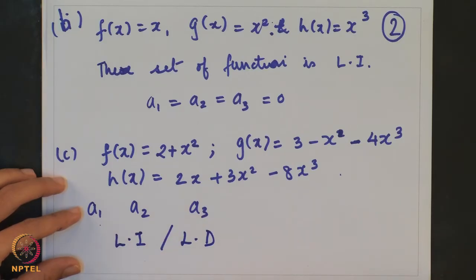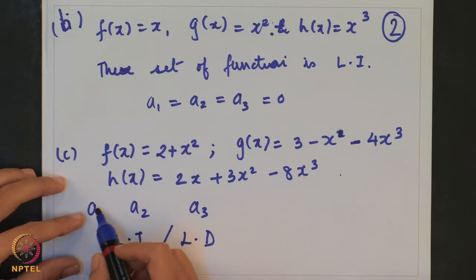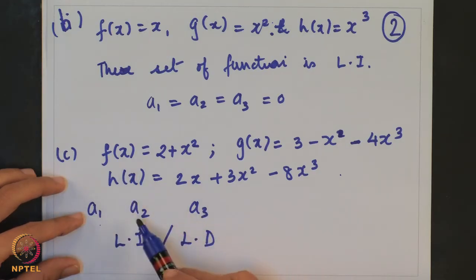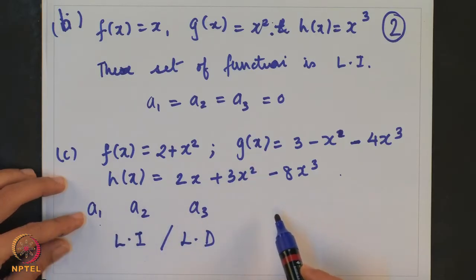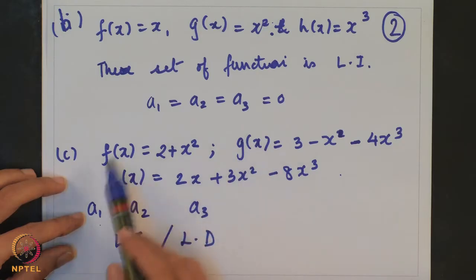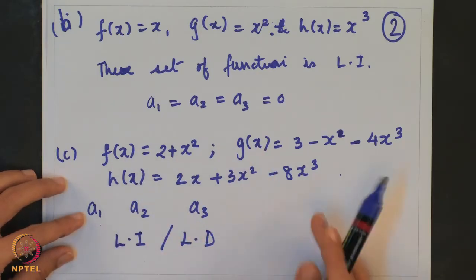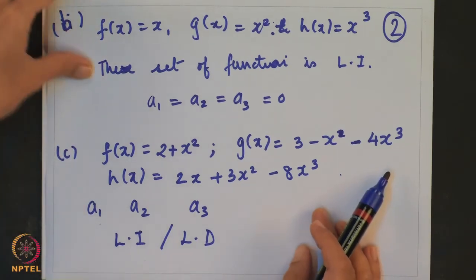So this I leave it to you all to do. It is very simple, you just have to substitute for f, g and h and write it in the form we wrote before, a1 f of x plus a2 g of x plus a3 h of x. If you find some relation between f, g and h, then it is linearly dependent. So this is a part of the exercise you can try.